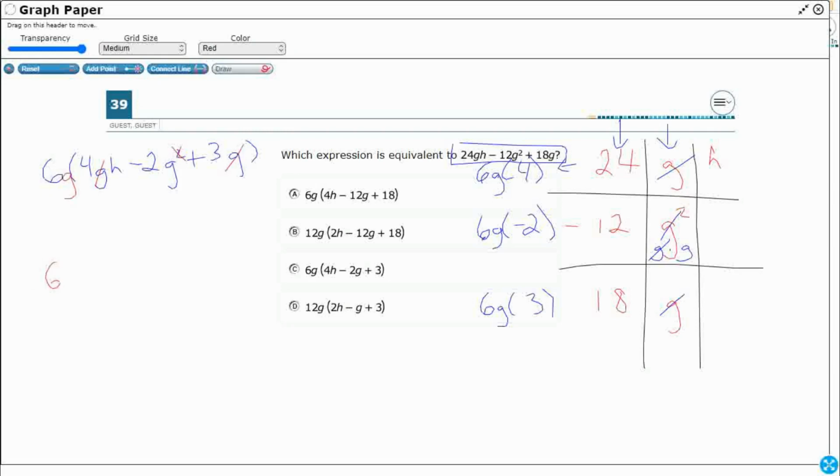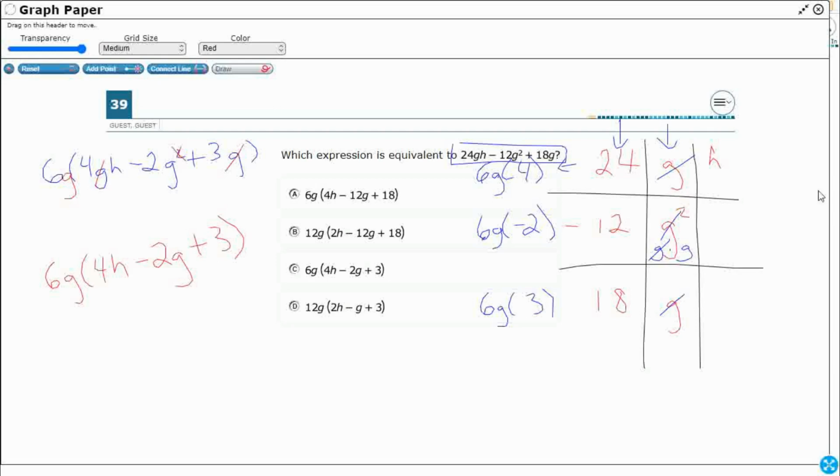And let's rewrite it. 6g. It's going to leave me with 4h minus 2g. I still have a g here because that was a g squared, plus 3. So that does look like we've got an answer there at C.